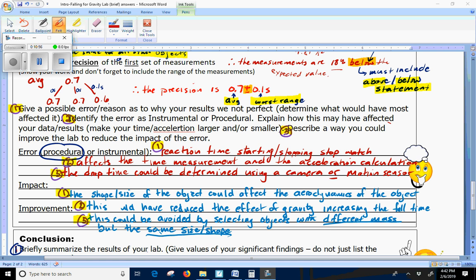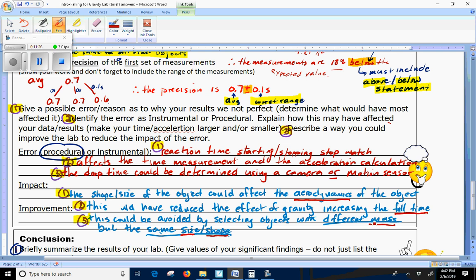Now, another error you could include would be the shape or the size of the object. This could affect the aerodynamics, and if the aerodynamics are affected, it could reduce the pull of gravity, and this is going to change the fall time of the object. And what you can do to avoid this is to use aerodynamic objects, or at least try to make sure that the objects have the same size and shape, so the only factor really affecting them is the mass.